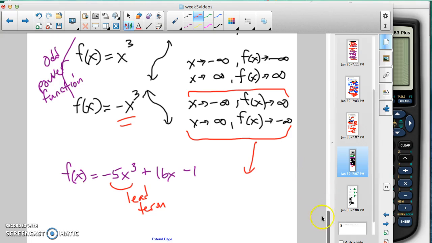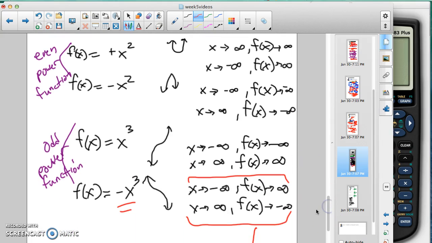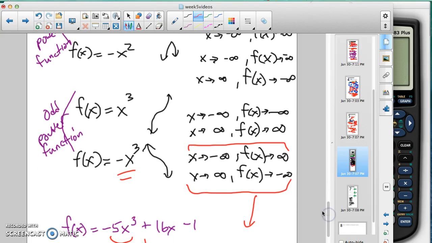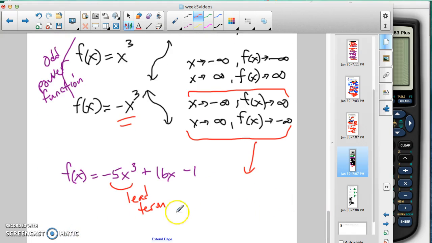So you really have four choices here. Even powers or odd powers, and you have four choices for end behavior, depending on whether your lead term is going to be a positive or negative odd, or a positive or negative even power. Okay. So that's end behavior. In our next video, we're going to review this with some specific problems.